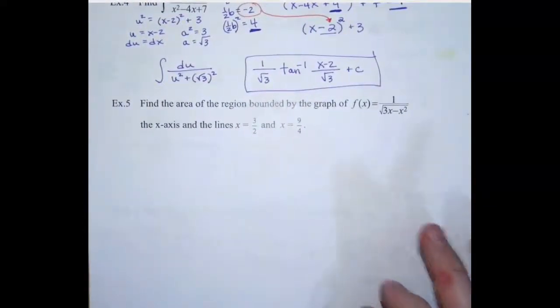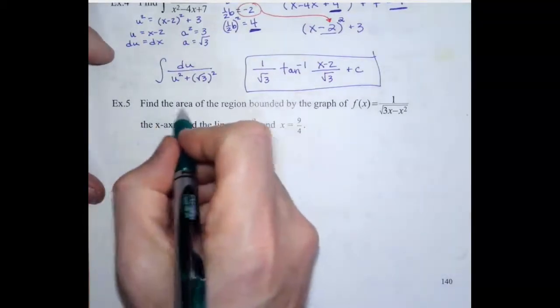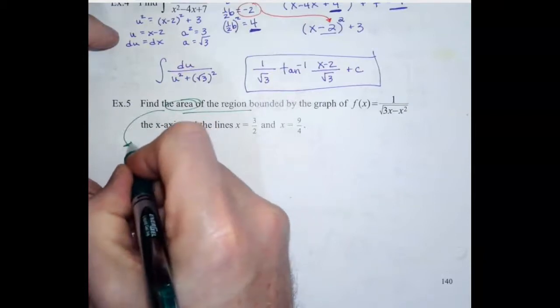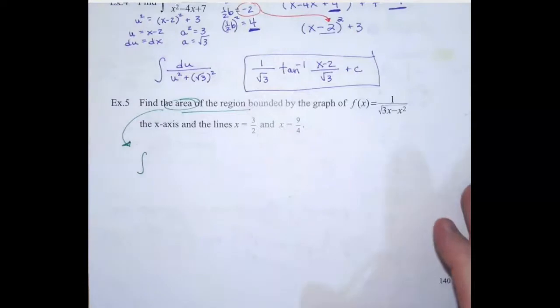And so here, let's see what I want to use there. I'll use green. So we see the area of the region. So as soon as you see that, that should tell you that you're doing an integral. Area integral.